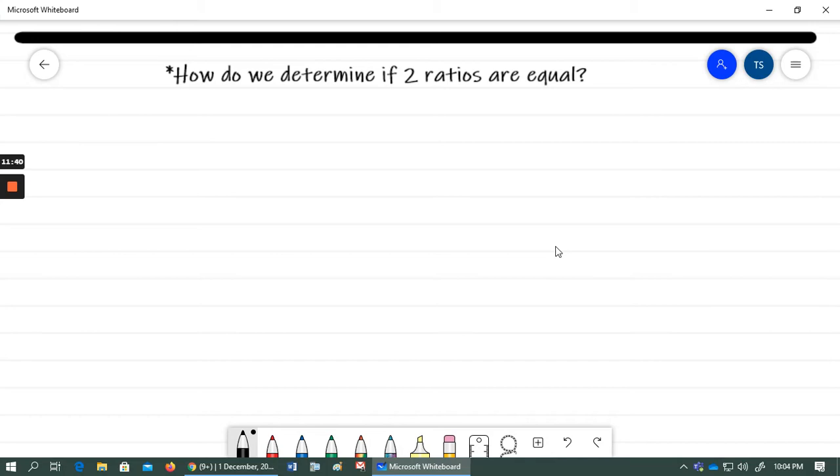That's a good question, right? How in the world do we determine if 2 ratios are equal to each other? All right, so folks, the way for you to determine if 2 ratios are equal to each other is you take the 2 values and you take the first number and you divide that first number by the second number. So like if it was 3 to 6, then you would take the 3 and divide it by 6.